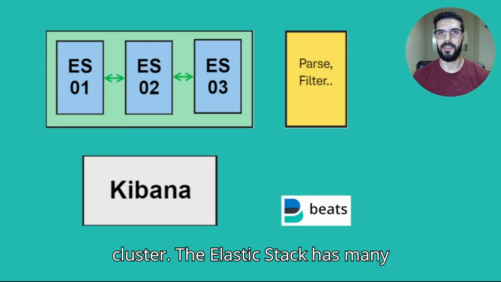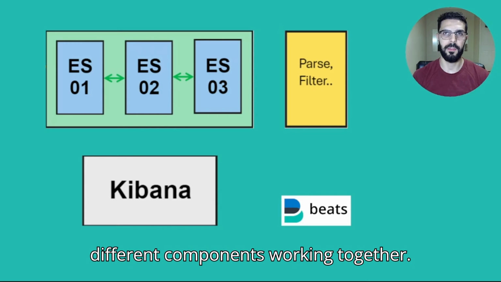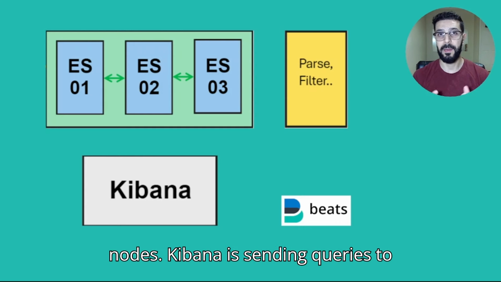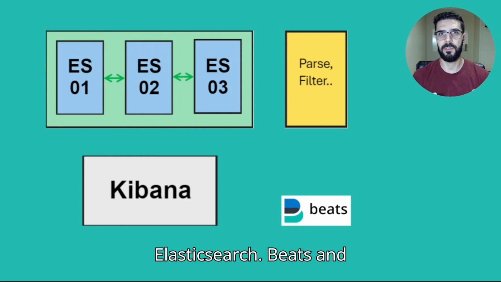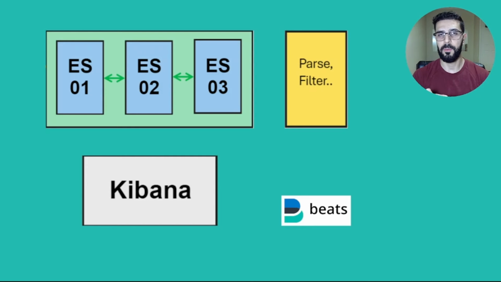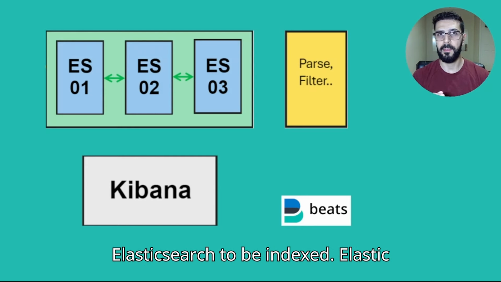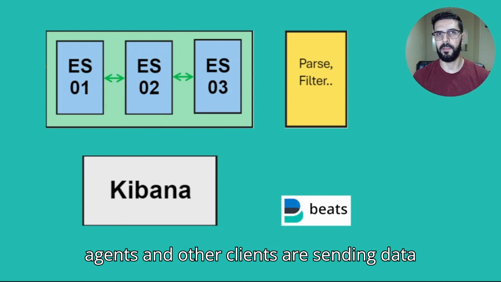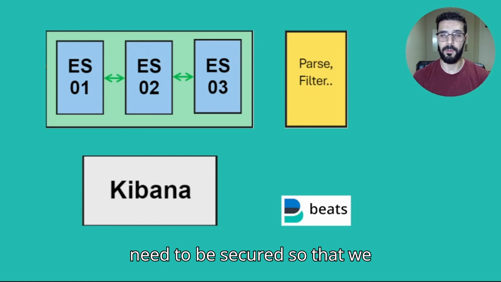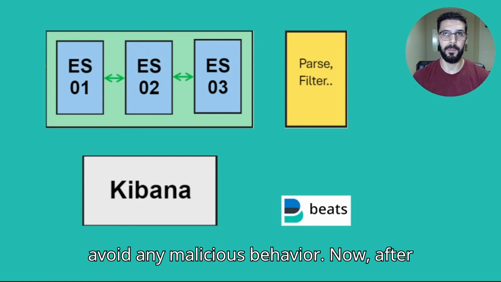The Elastic Stack has many different components working together. The data is being replicated between the nodes. Kibana is sending queries to Elasticsearch. Beats and Logstash send data to Elasticsearch to be indexed. Elastic agents and other clients are sending data to the cluster. All of these components need to be secured so that we avoid any malicious behavior.